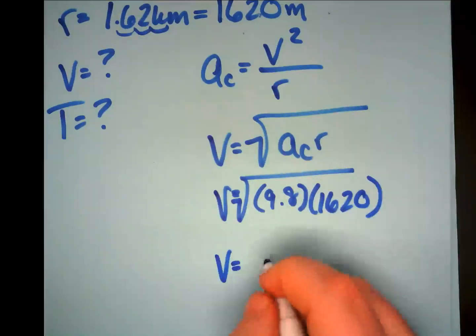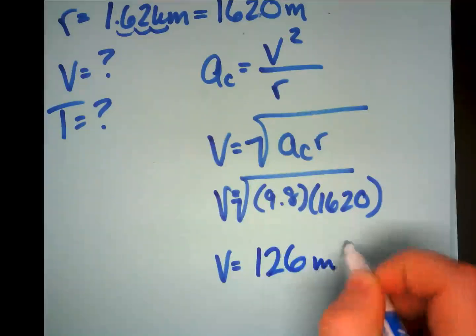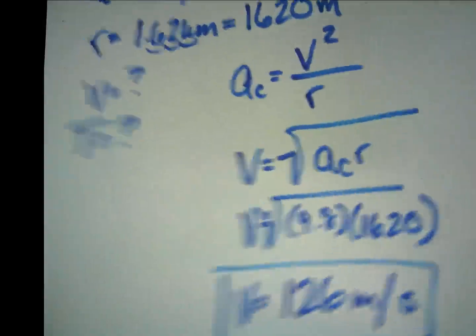Now we see that the velocity that the astronauts are feeling there on the outside is going to be 126 meters per second, which is pretty quick. Now they won't feel it being that fast, obviously, but it's enough to make it seem like they're walking around on Earth. Okay, well, let's now figure out what my period is.